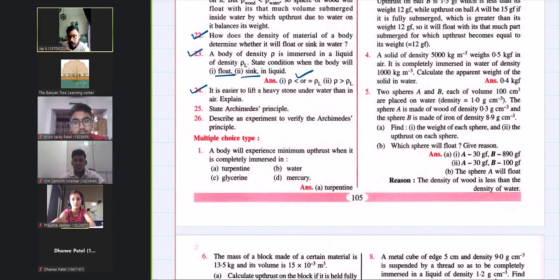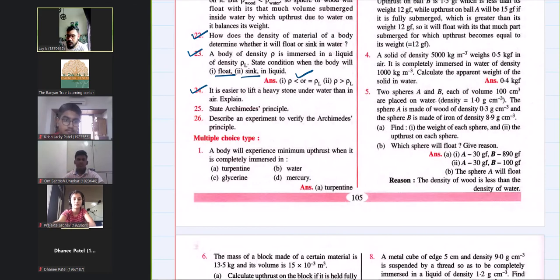No, in air also there is upthrust. But the upthrust exerted by air is less than the upthrust exerted by water. Water exerts more upthrust than air. Because it is denser than air. Yeah, and that's why the stone which is kept under water experiences more upthrust inside the water, and that's why it is easier to lift it underwater as compared with air, because in air the upthrust is there but it is less.